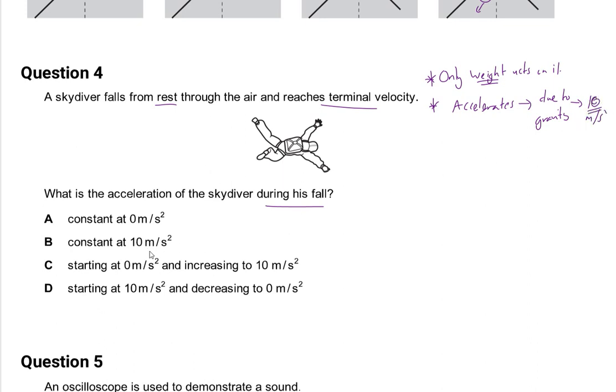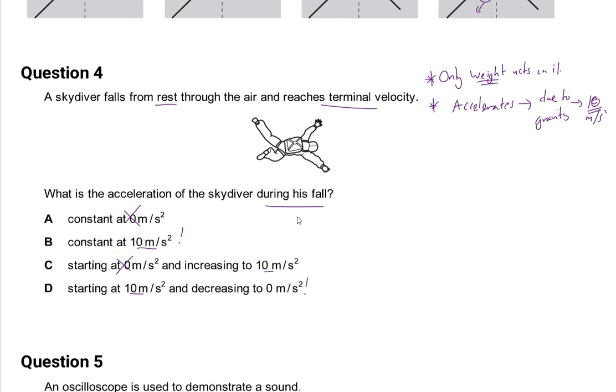Now you have two options. You have this one, this one, and this one. Which one is going to be it? As soon as it starts to fall, it's going to accelerate at 10. So therefore you have two options here, option B and option D, because as soon as it falls, it's going to accelerate. So it can't be A because A is 0. It can't be C because C is starting at 0.